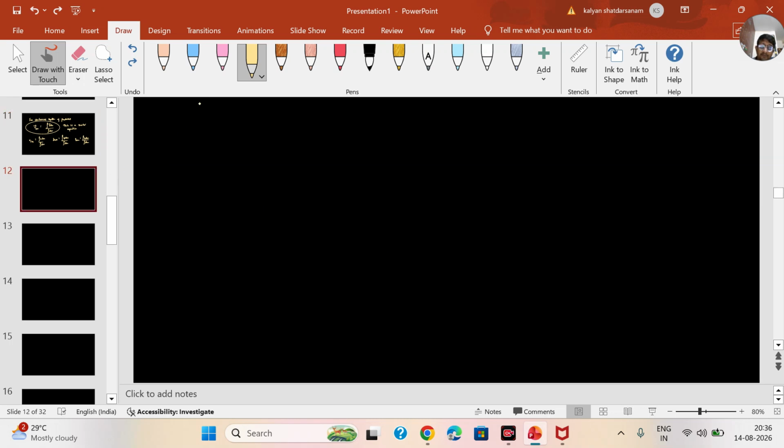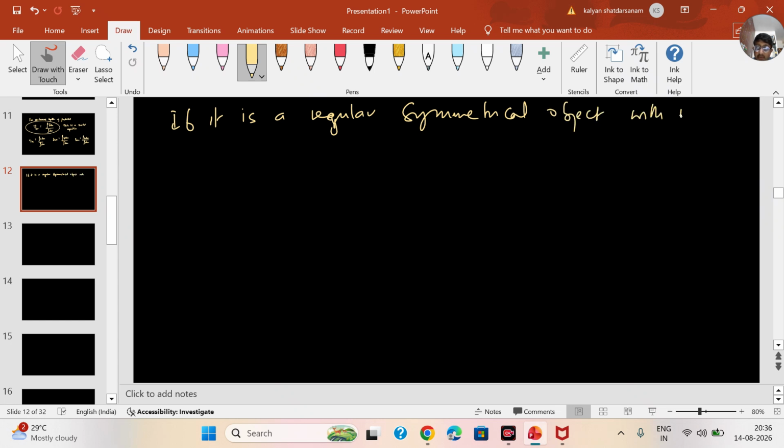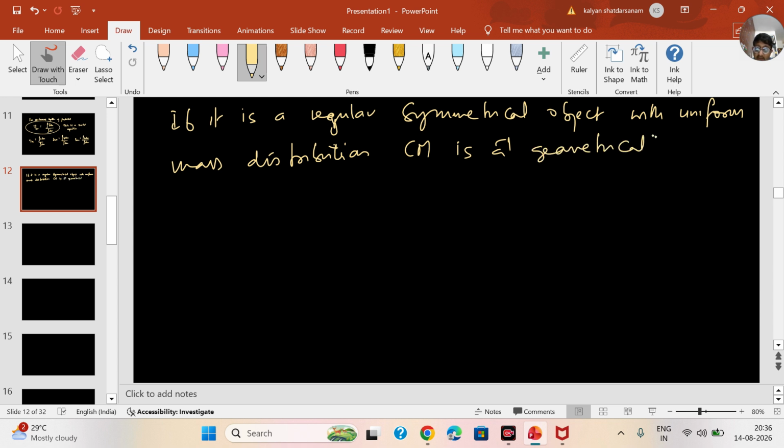One thing I will tell you where you can avoid integration: if it is a regular symmetrical object with uniform mass distribution, center of mass is at the geometrical center of the object. We need not even integrate. Sometimes we can do this.